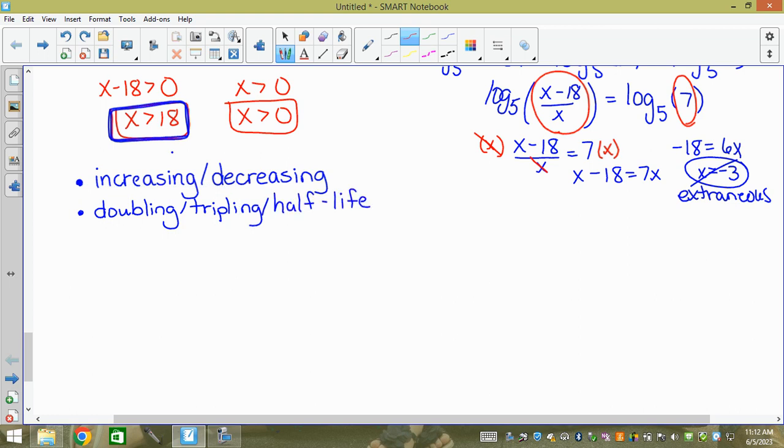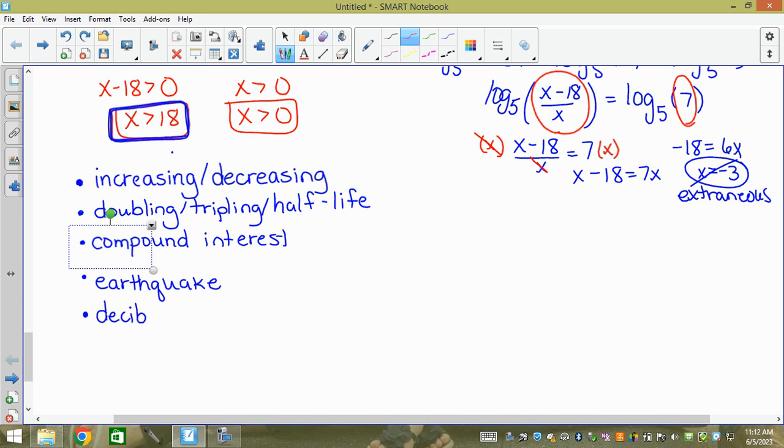You have to be able to do the compound interest ones. How do you know it's compound interest? Because it says compounded in it. You have to be able to do the earthquake, and the decibels. And sometimes they just give you a random word problem with a random formula, and you have to plug it in, right?